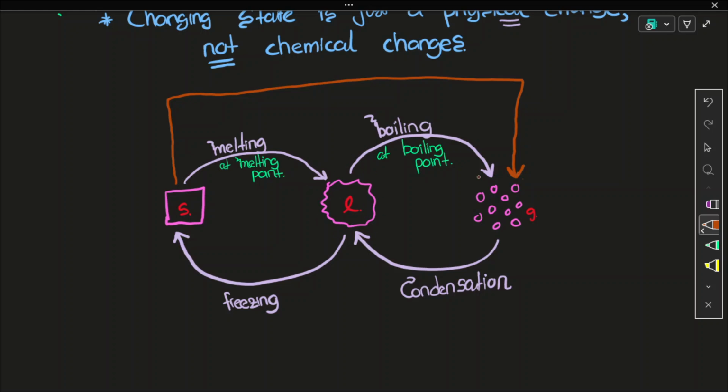Now, typically, if you want to go from a solid to a gas, you have to first be a liquid, then be a gas. But there are special instances where you can go straight away from a solid into a gas. And this process has a very nice name as well. We call this sublimation. What do you call it?